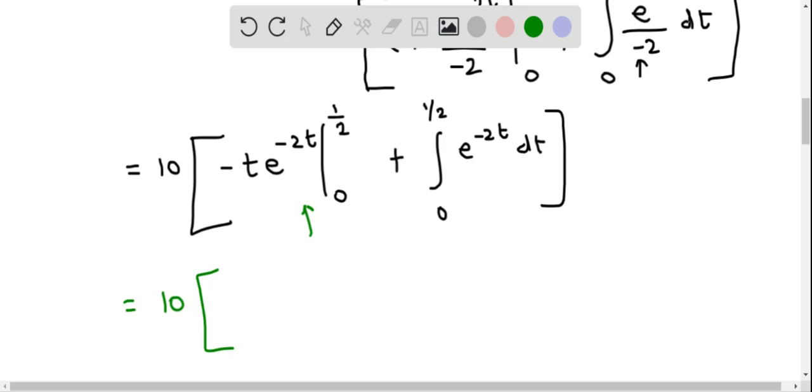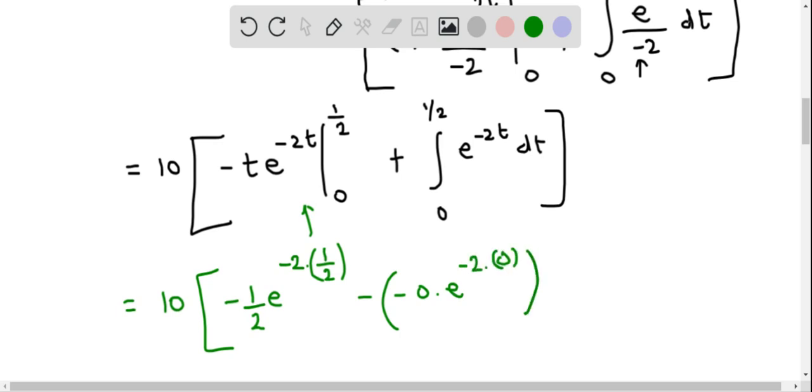So when I substitute t equal to half, I get negative 1 by 2 e raised to the power of minus 2 times of, I replace t by half, and then minus, I put this bracket. We already have a minus, so this becomes minus of t is replaced by 0. So 0 times e raised to the power of minus 2 times of 0. So we have evaluated the first part, and then I put this plus.